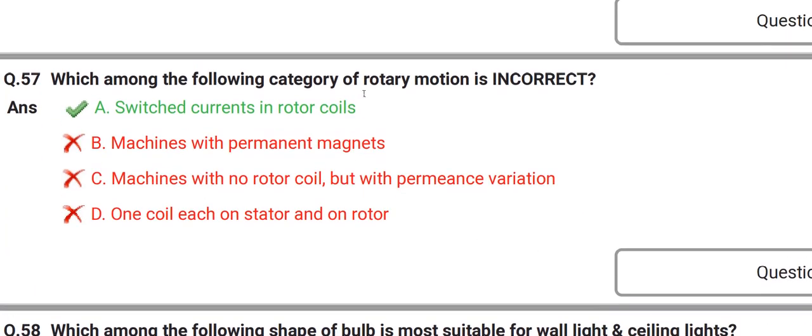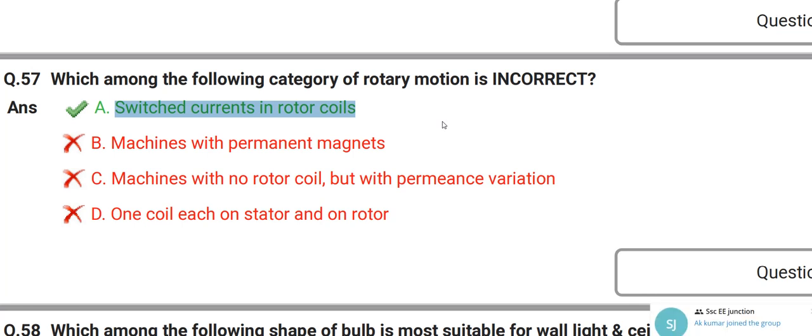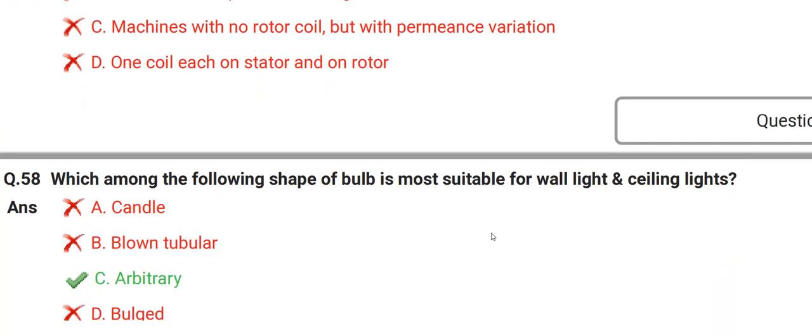Which among the following categories of rotary motion is incorrect? So option number one is incorrect. We know that if a rotary motion is there, a machine with permanent magnets should be there. Next, we can say the machine with no rotor coil but with permeance variation is there. One coil each on a stator and a rotor. So switch current in rotor coils is the incorrect one.